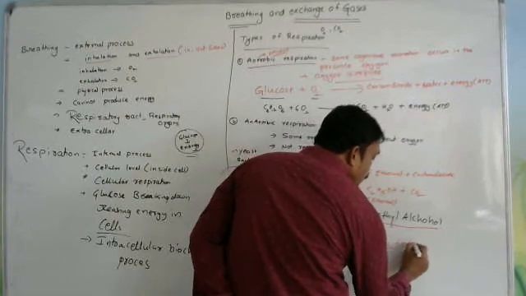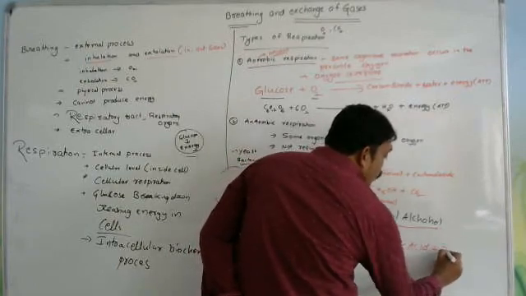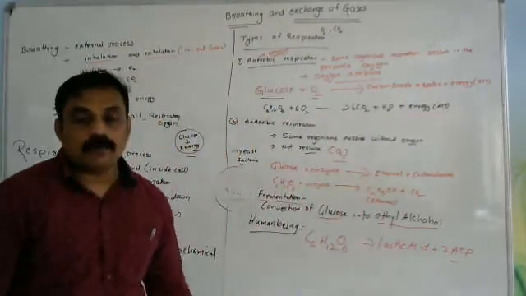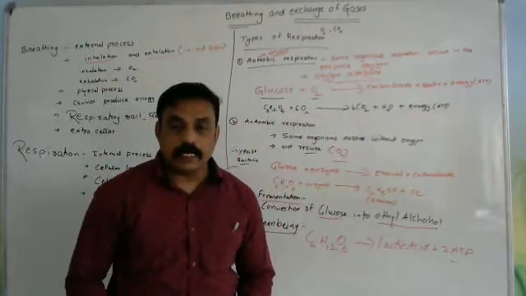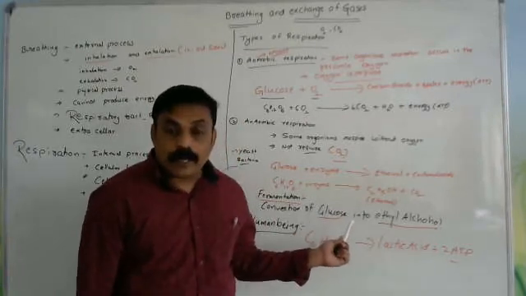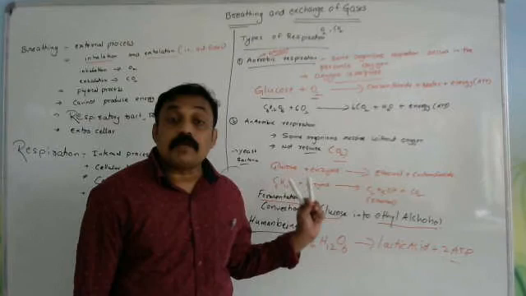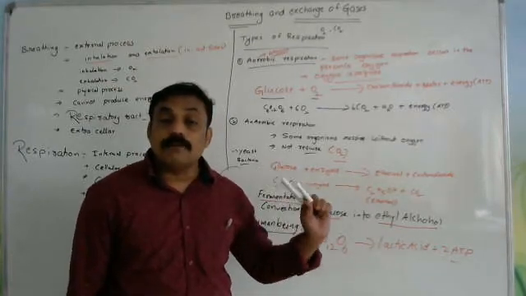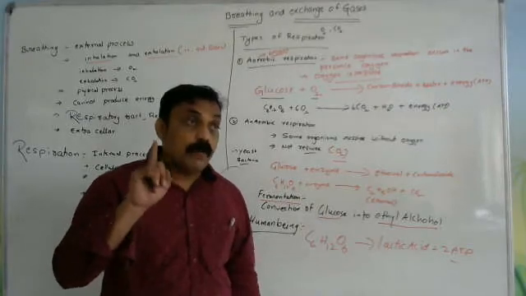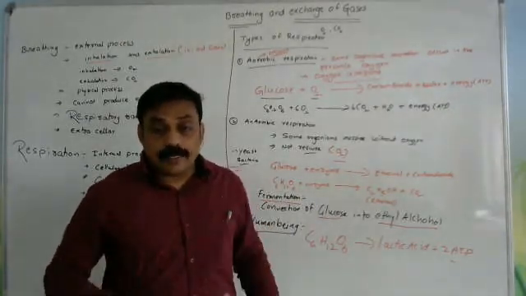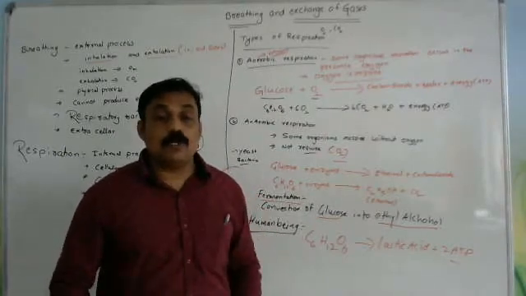Lactic acid or 2 ATP energy. I'm writing the energy in the form of ATP. So here, what happened? In human beings, sometimes when oxygen levels are less in our body, when oxygen is consumed, the oxygen levels decrease.